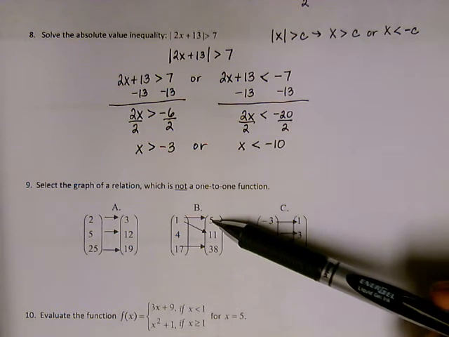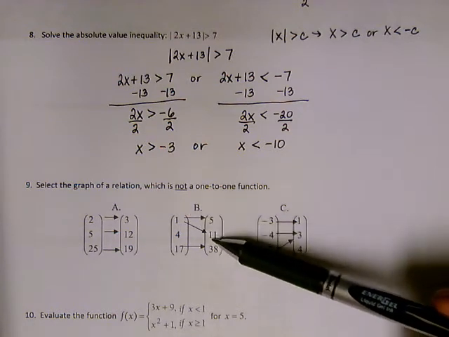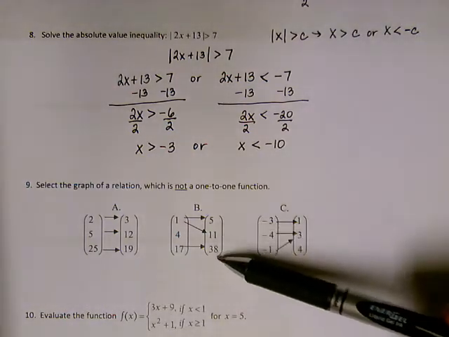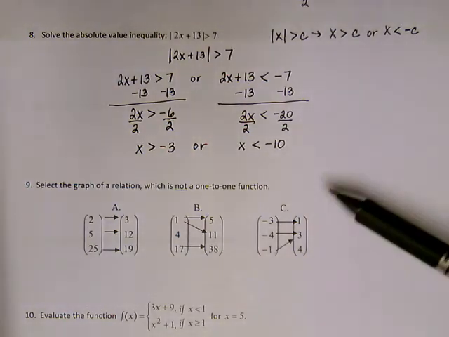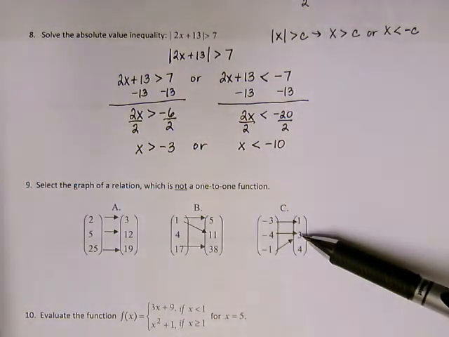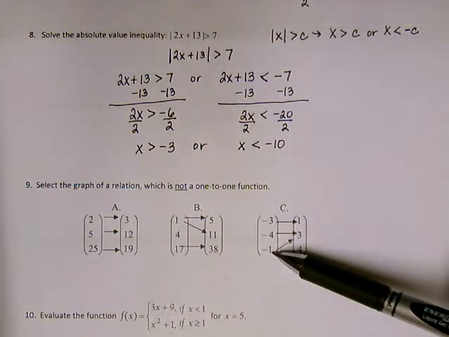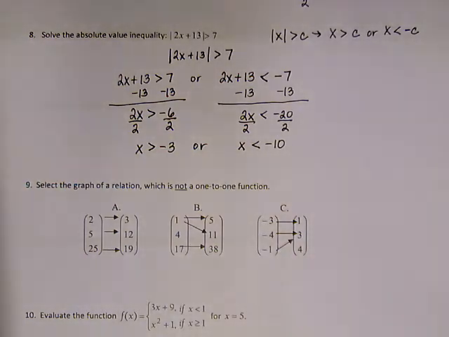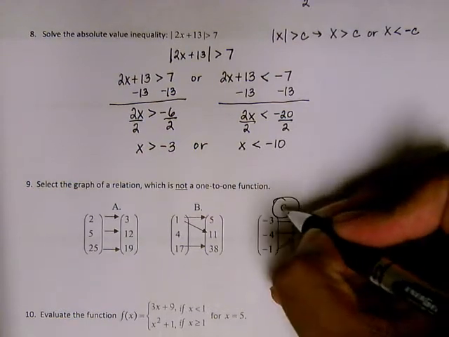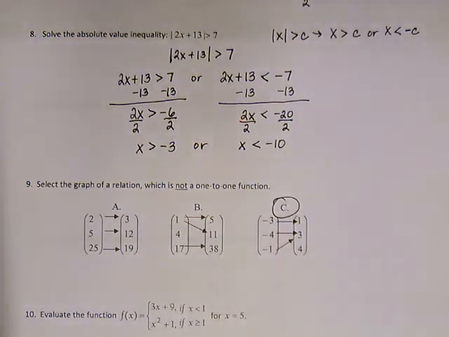If you look at B, 5 is paired with 1, 11 is paired with 1, 38 is paired with 17. That's a one-to-one function. Now look at C. 1 is paired with negative 3, but notice that 3 is paired with negative 4 and negative 1. You've got a y value paired with two different x values. So here, graph C is not a one-to-one function.